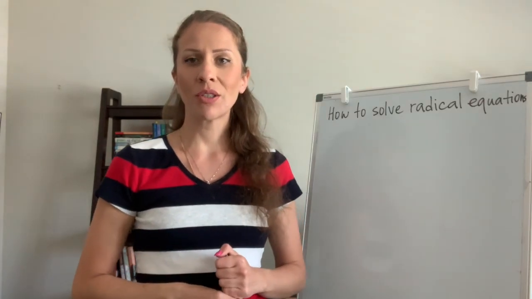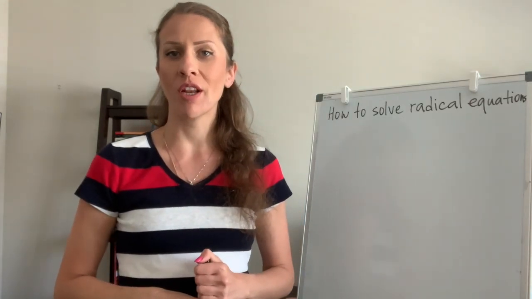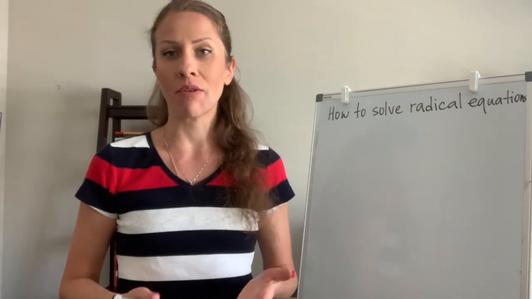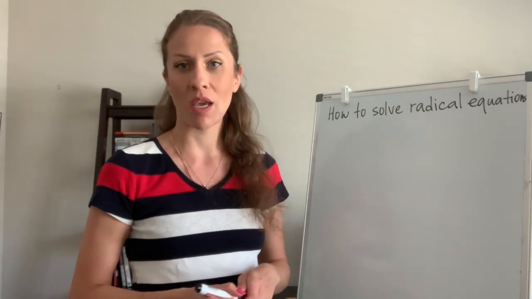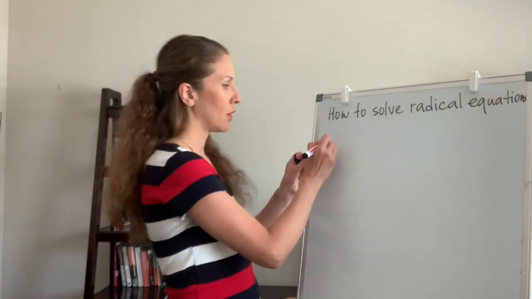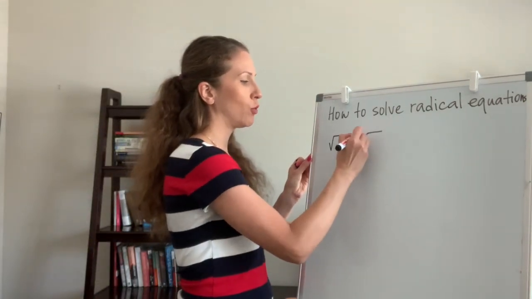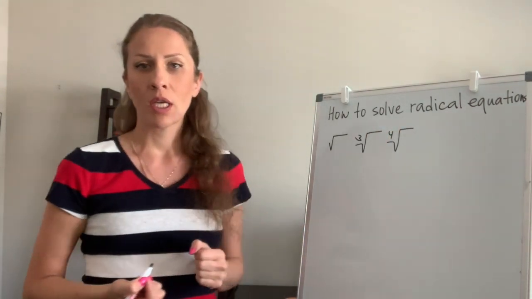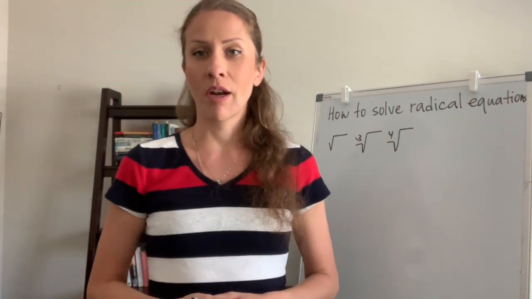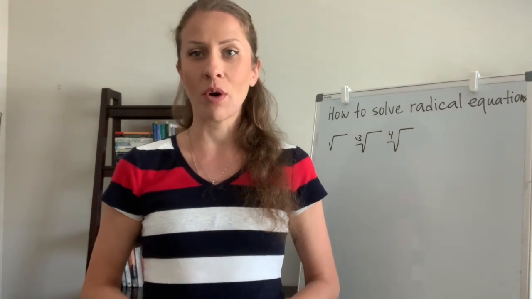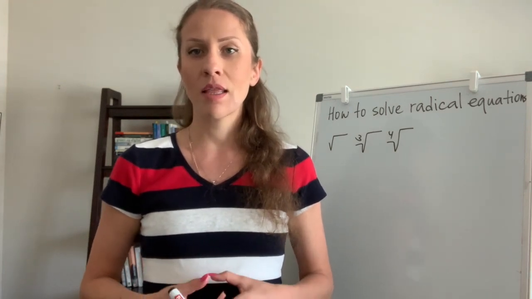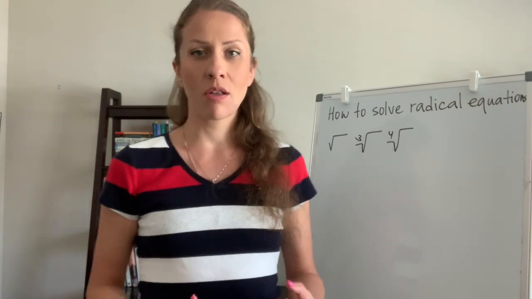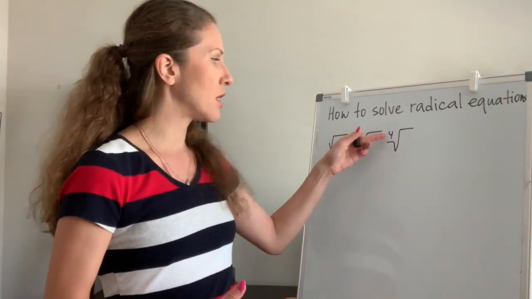Hello everyone, today I will be showing you how to solve radical equations. A radical equation is an equation that contains a radical of some sort. It may be a square root, a cubed root, fourth root, fifth root, and so on. The idea behind solving radical equations is first to isolate that radical and then apply the exponent to both sides of the equation that matches the index of the root.